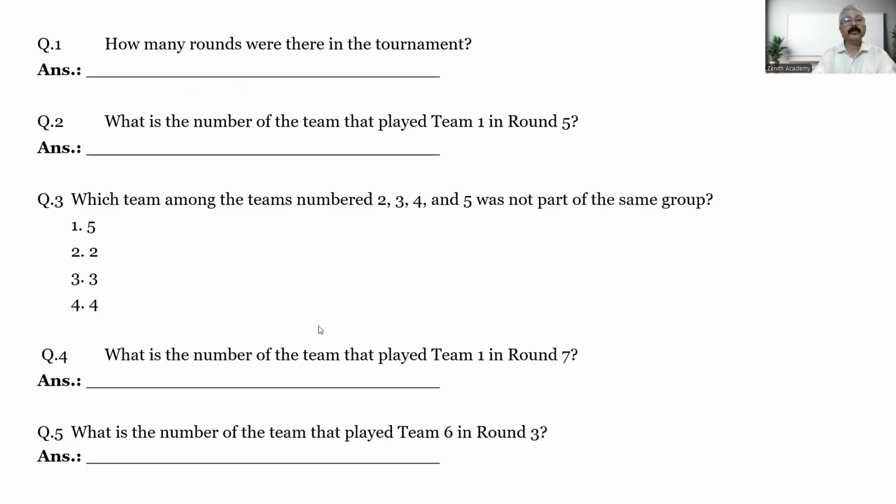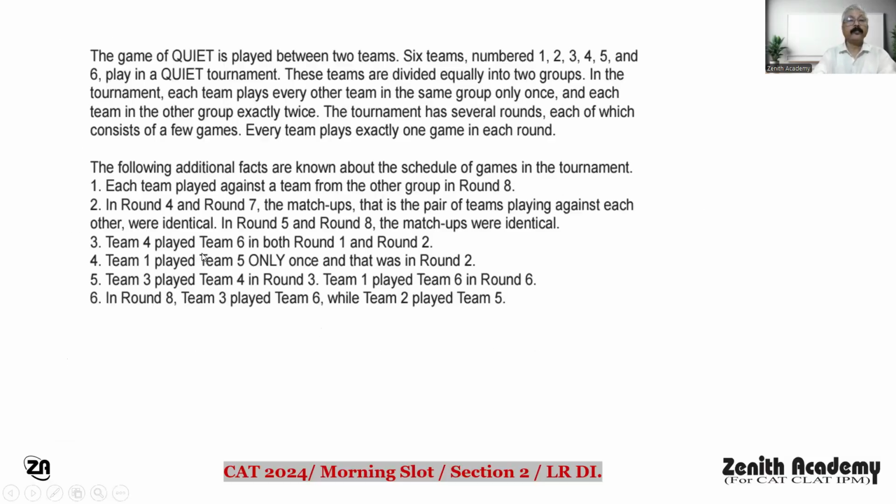So let's see the question. First, these 6 teams are divided into 2 groups, and the teams are divided equally into 2 groups. It means 3 teams in one group. Suppose right now we take one team of X, Y, and Z, and the second team P, Q, R. So this is one team, and this is another team.